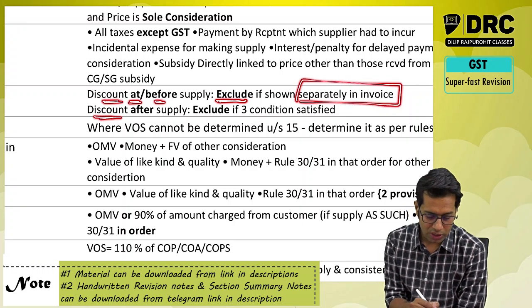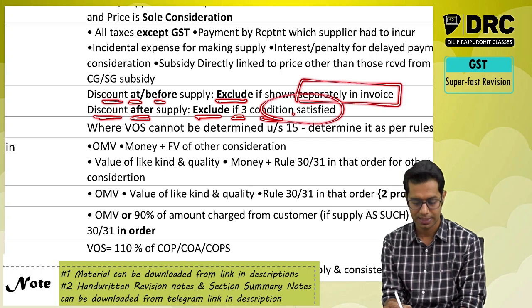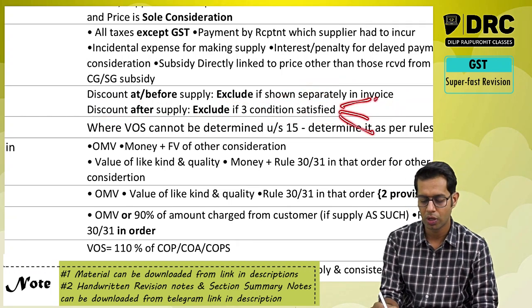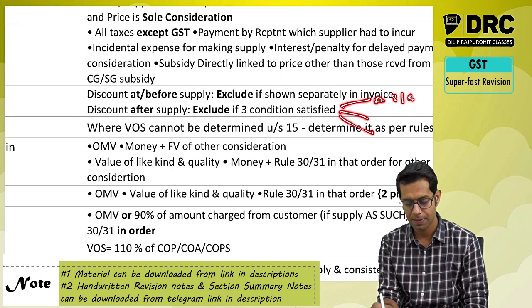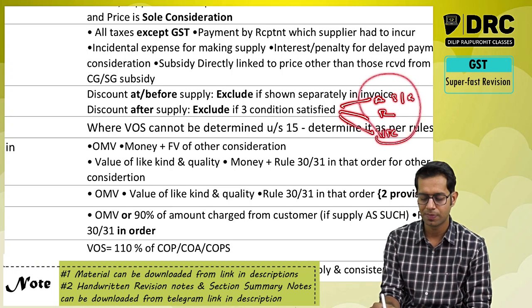If any discount is given after supply, then exclude it from value of supply if 3 conditions are satisfied. Which are the 3 conditions, sir? That discount should be agreed between the supplier and recipient. That discount should be linked to a specific invoice, and input tax credit in respect of that discount should be reversed by the recipient.